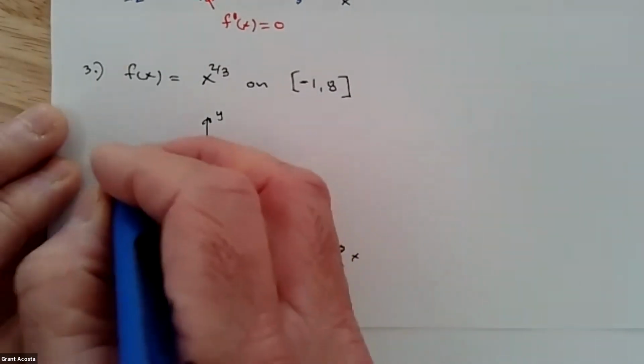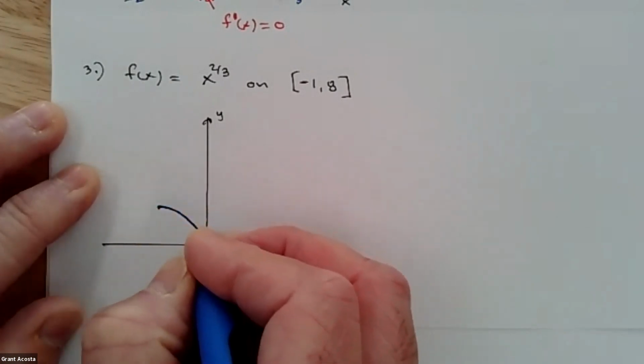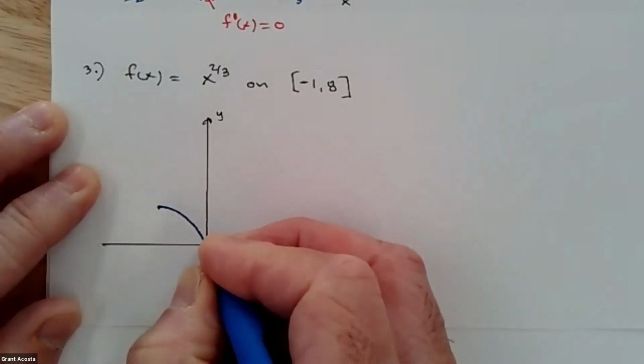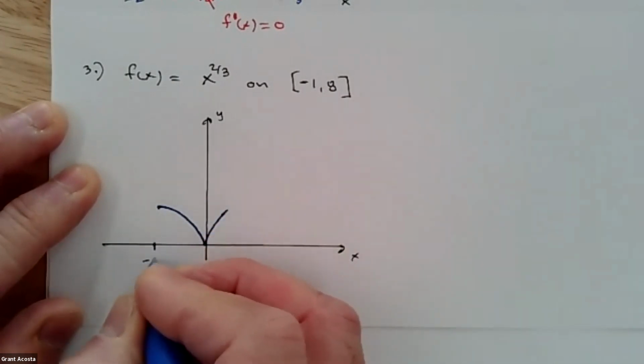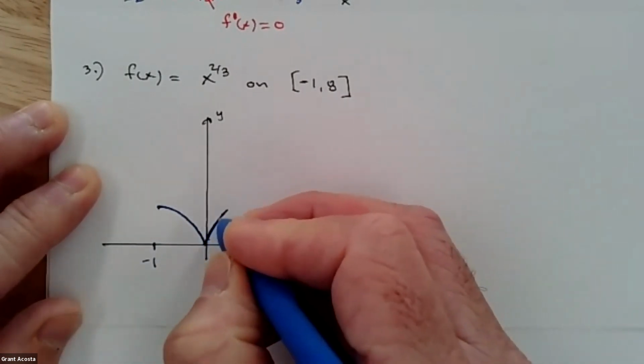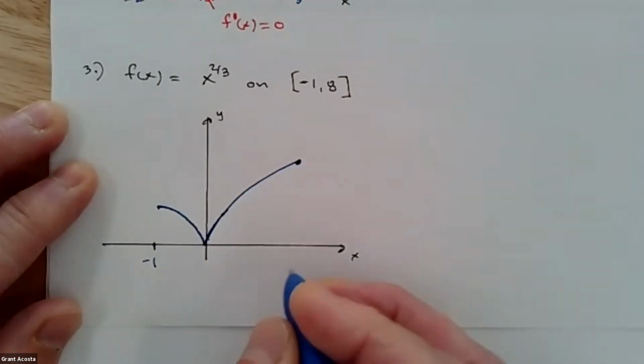The full graph looks like, well, if I started here, it goes like this, and it goes right into the origin, and then it comes out the other side like this. Now we're looking at this from the interval from -1 to 8. So this would be like has a much longer wing on this side here.